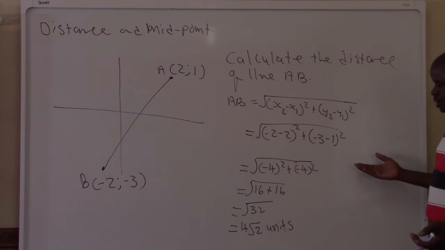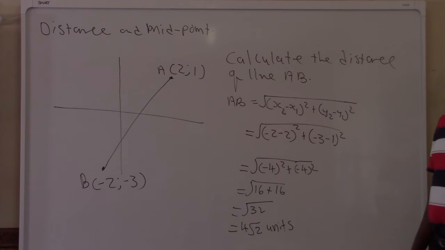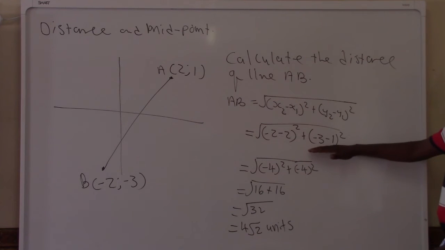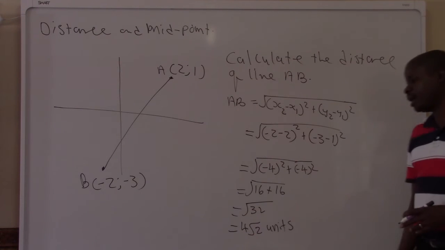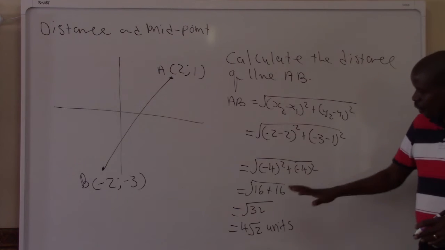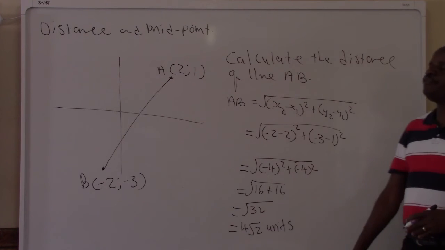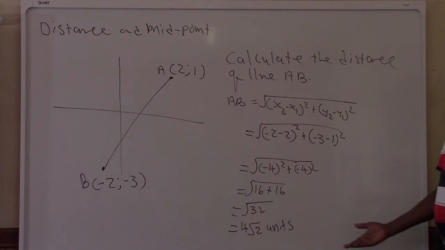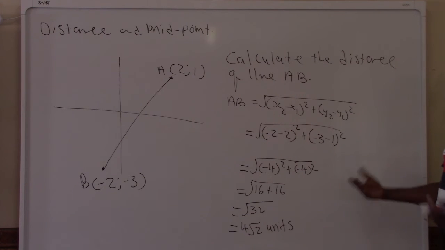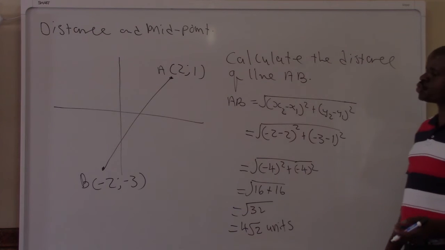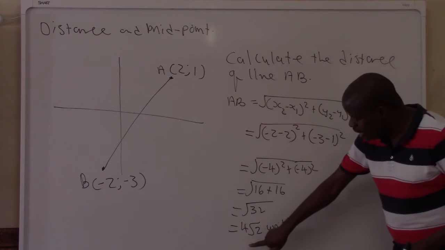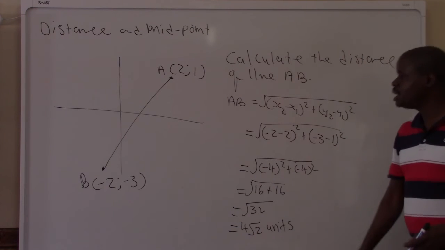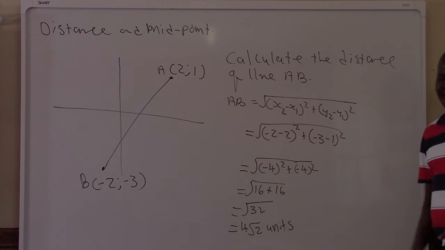Sometimes you find that this thing has only 2 marks. So where are the 2 marks coming from? One mark will come from the substitution into the correct formula, and then the other mark will come from the final answer with the right unit. Sometimes they will give you units such as millimeters, centimeters, meters, kilometers, or whatever units the examiners may decide to use. In this case, we're not given any units, so that's why we are saying it's 4 square root of 2 units. So that is simply how the distance is calculated.